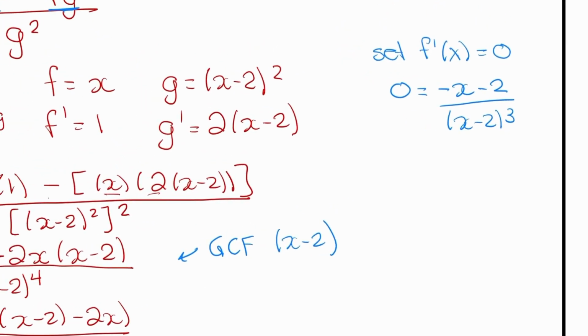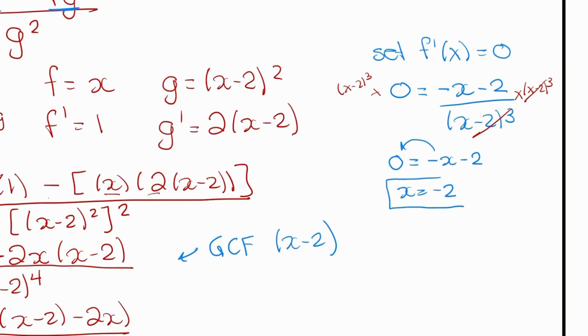Okay, so I can go ahead now and isolate for x. I am going to multiply both sides by x minus 2 to the power of 3. That will eliminate that on this side, and 0 times anything is just 0, so that also eliminates it on that side. So now I'm left with 0 equals negative x minus 2. I'm going to move this x over here, so x is equal to negative 2. There is my critical point. I have a critical point where x equals negative 2.